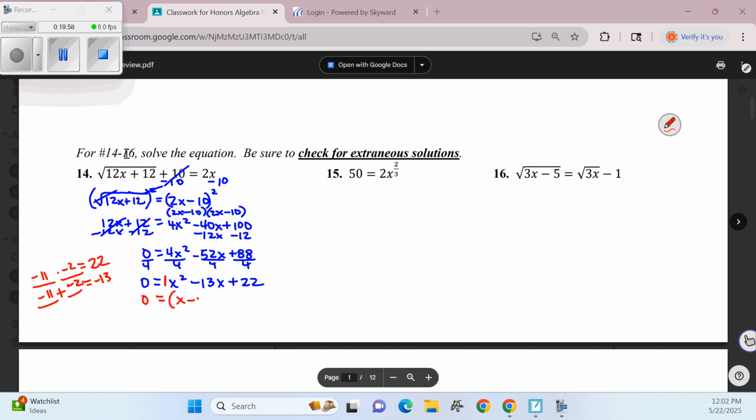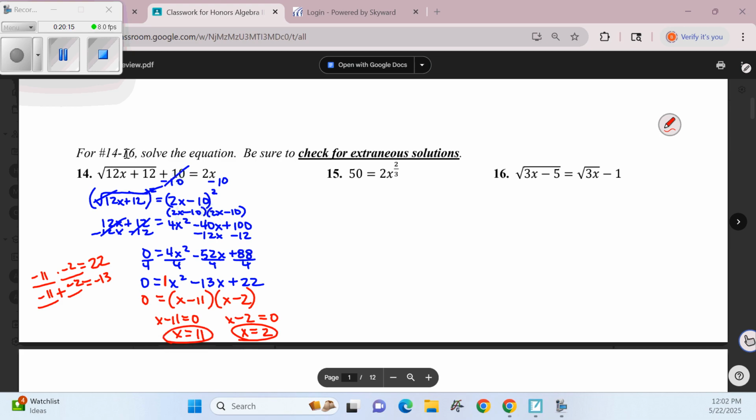So this becomes x minus 11, x minus 2. When we go ahead and use the zero product property, either x minus 11 equals 0 or x minus 2 equals 0, which means x equals 11 when we add it over, or x equals 2. But remember, we have to check for extraneous solutions.